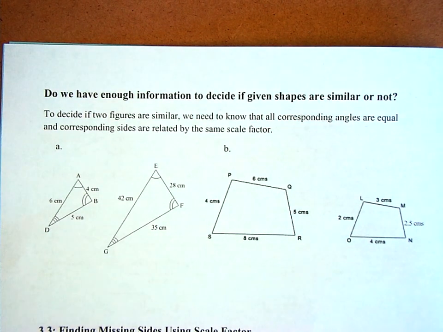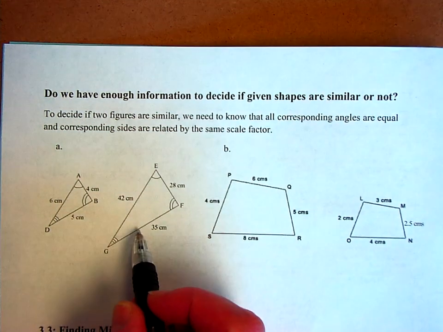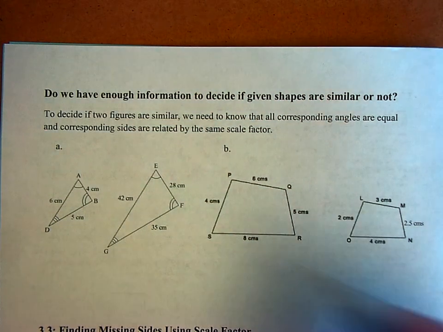So here we are. To decide if two figures are similar, we need to know that all corresponding angles are equal and corresponding sides are related by the same scale factor. So here we are. If we look at these two triangles there, what do we notice?